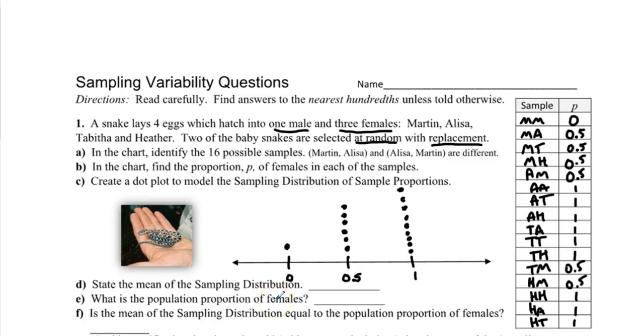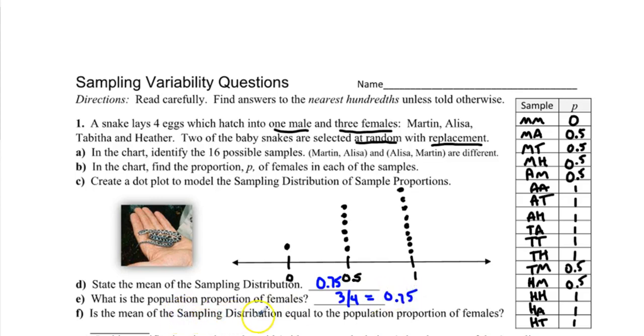Cool. So what's the mean? It's 0.75. And we should have been able to figure that out, right? If I add half plus half plus half, that's a 3, 4, 5, 6, 7, 8, 9, 10, 11, 12. You divide 12 by 16, it's 0.75. What's the population proportion of the females? Well, there were 4 eggs, 3 were female, so that also is 0.75, right?